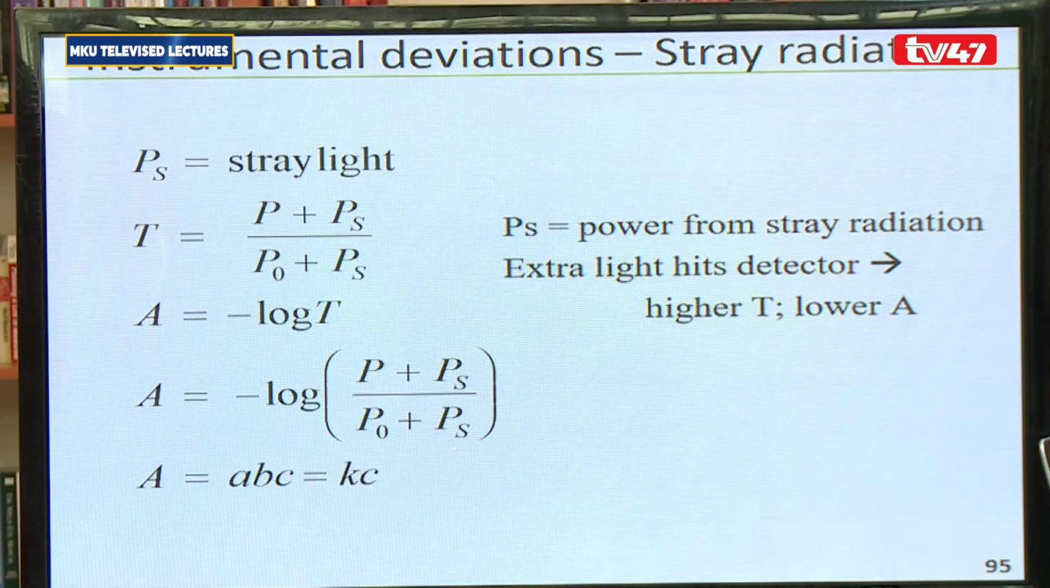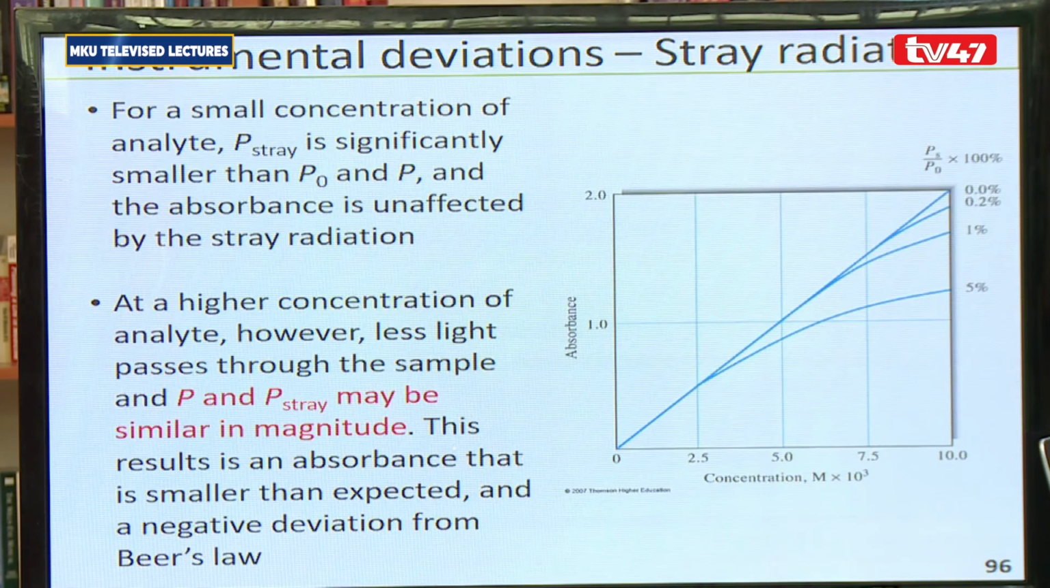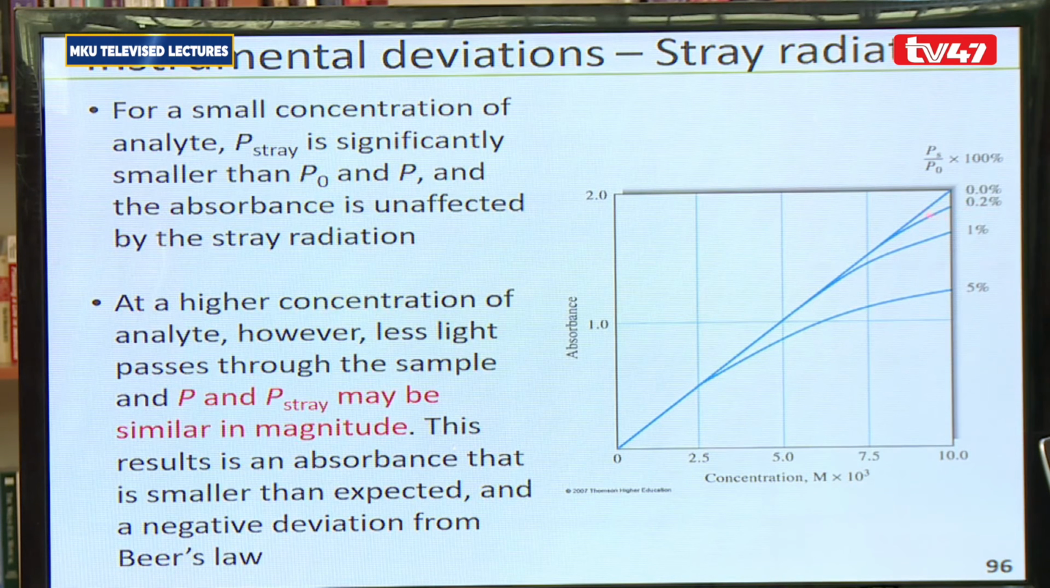You can see this becomes a problem at high concentration. As the concentration becomes high, stray radiation becomes much more of a problem. The deviation is quite significant and pronounced. As we can see, without any stray radiation, there is adherence to linearity; with only 0.2 percent stray radiation, some deviation; and by the time the stray radiation is 5 percent, there is quite high deviation from linearity.